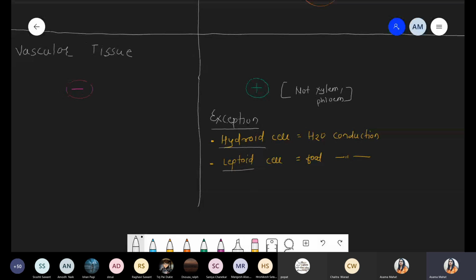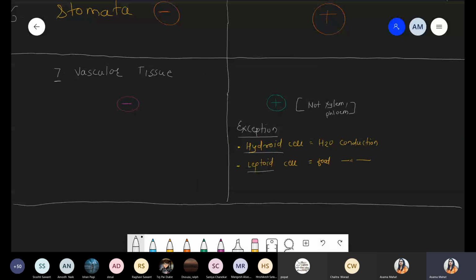But if the question is, in Bryophyta, is vascular tissue present or absent? Your answer is absent. Remember this point. If in Bryophyta, vascular tissue present or absent, the answer will be absent. But if they are specifically asking, in mosses, is vascular tissue present or absent, then the answer will be present, but the type of cell present is one specific type of cell. Got it? This point is clear.